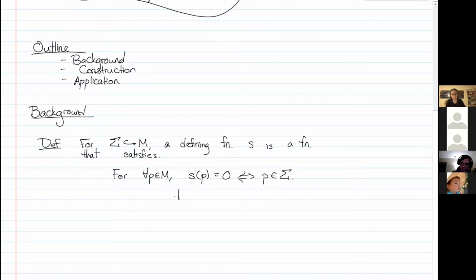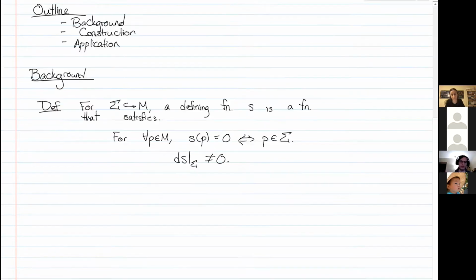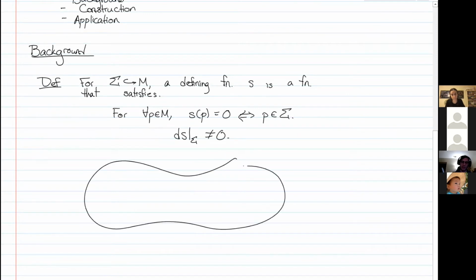Also, one more condition is that the exterior derivative of S along the hypersurface sigma has to not be 0. And the reason why we want that second condition is just we would like to be able to use S, locally at least, as a coordinate that's transverse to sigma. So the picture, again, we have our hypersurface sigma. Maybe this is where S equals 0, and then we'd like to be able to at least locally say maybe this is S equals 1, so that you can treat it as a coordinate that runs off of the hypersurface.